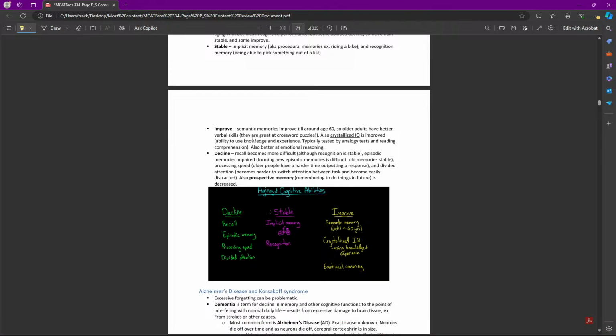Decline is recall becoming more difficult. Episodic memory is impaired, as well as processing speed and divided attention. Prospective memory, remembering to do things in the future, is also decreased. So aging and cognitive abilities. Decline is recall, episodic memory, processing speed, and divided attention. Stable is implicit memory and recognition. So implicit memory is riding a bike. Recognition is, it's my grandson. They have improved semantic memory, crystallized IQ, and emotional reasoning.